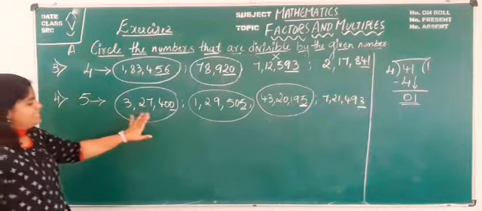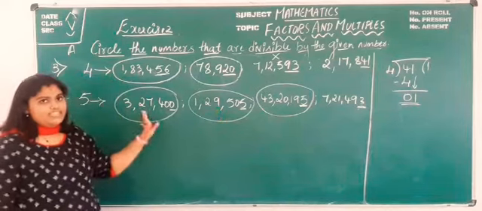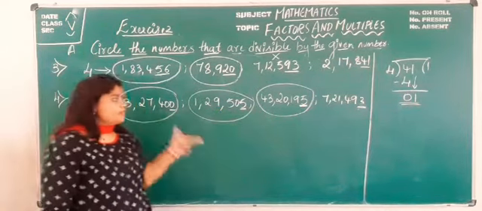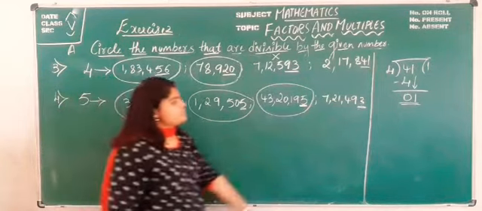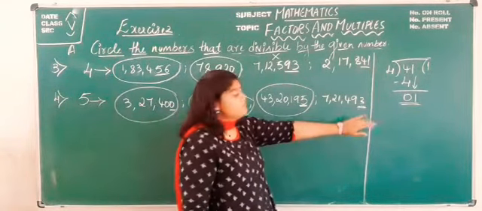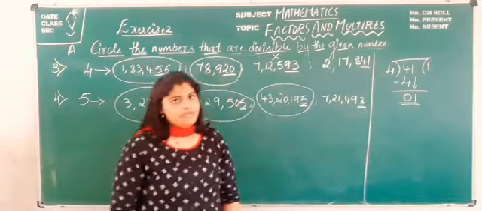So only these three numbers in question number 4 are divisible by 5. The last number is not divisible by 5 because here the last digit was 3. Therefore it is not divisible by 5.